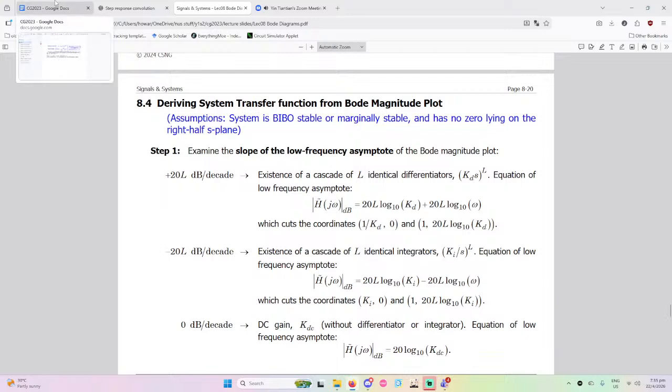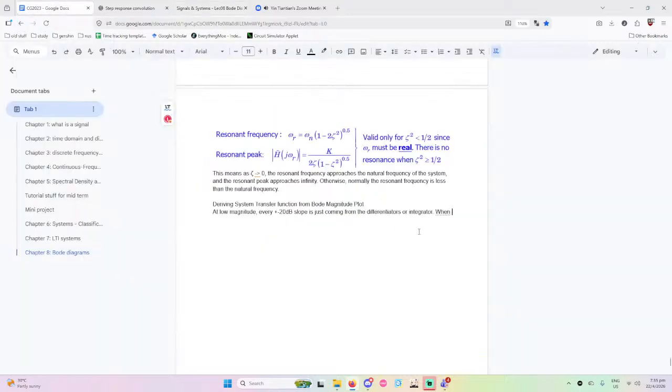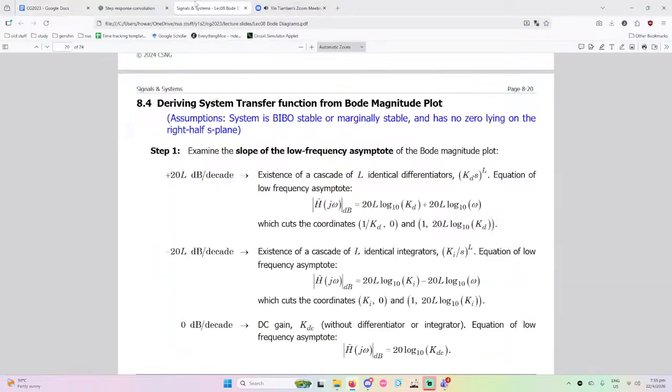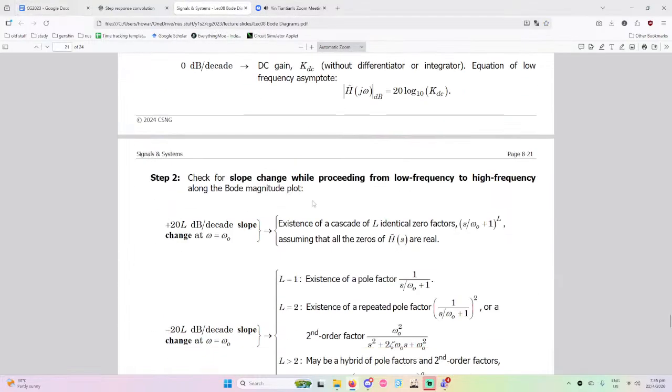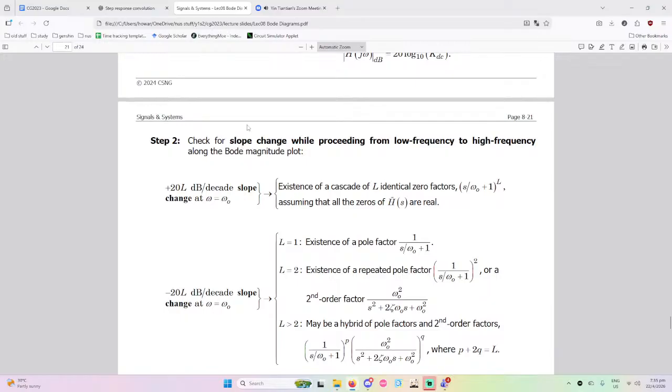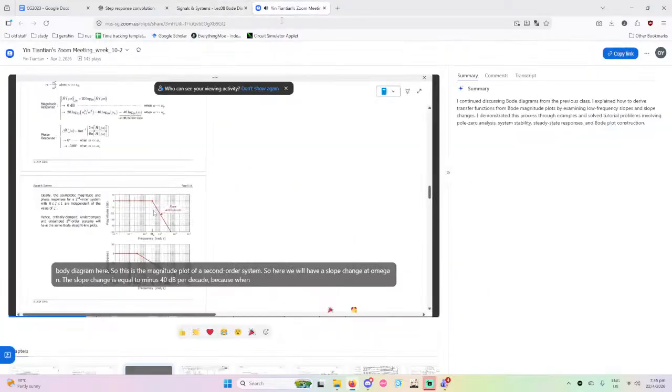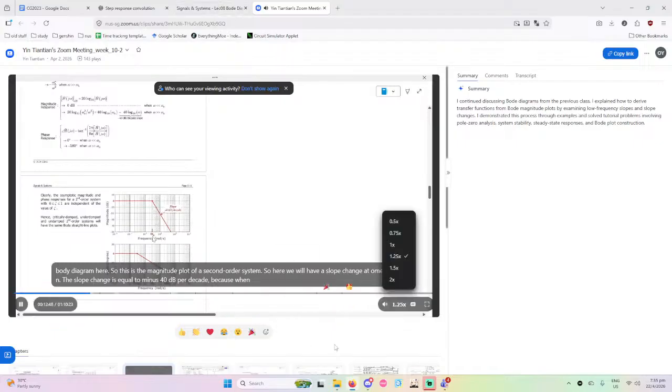So now we will look at the slope change in dB per decade. Okay. First, we need to know what is a slope change. So if we look at the Bode diagram here, this is the magnitude plot of a second order system. So here we will have a slope change at omega n.